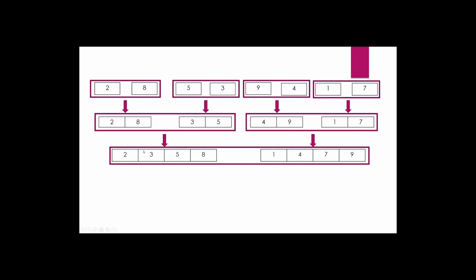Next we use the same steps again until it is in sorted order. So 2 and 1. 1 is less than 2, so 1 will go first, and next is 2 and 4. 2 is less than 4, so 2 will go first. Next go to the next array, and at the end the result will become like this in sorted order: 1, 2, 3, 4, 5, 7, 8, 9.